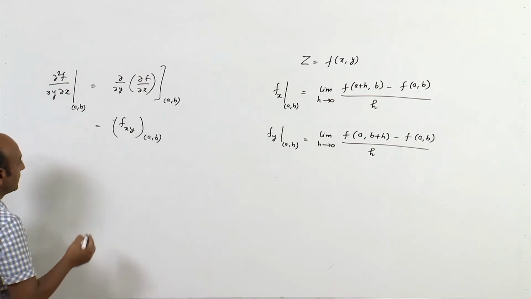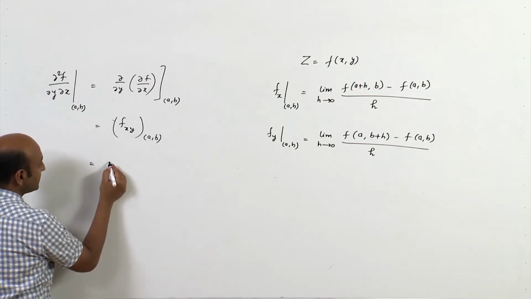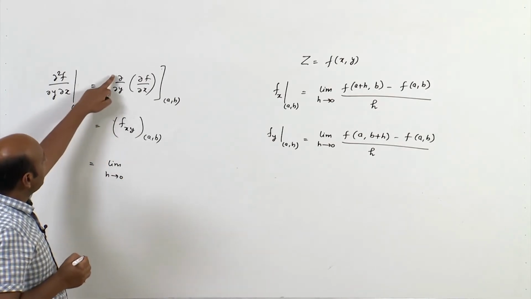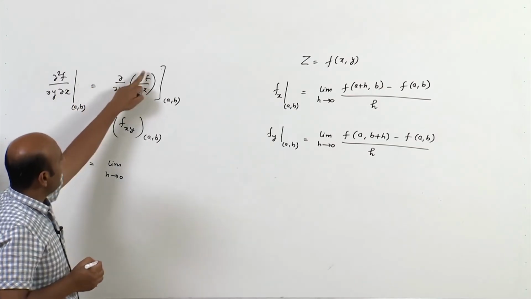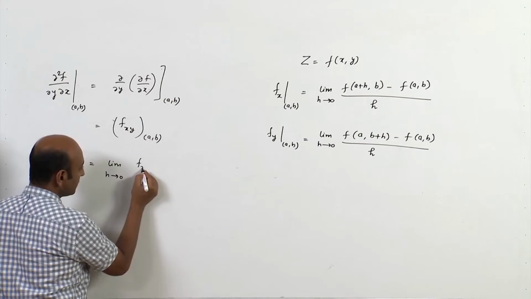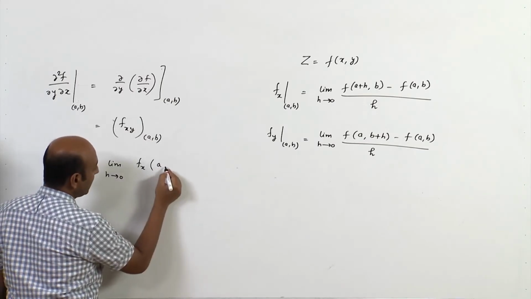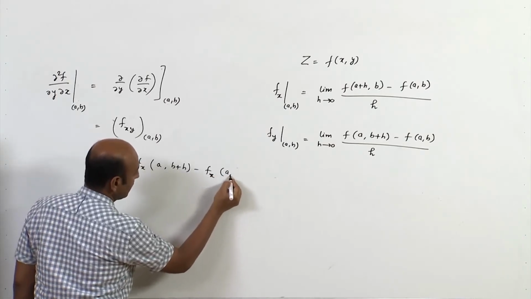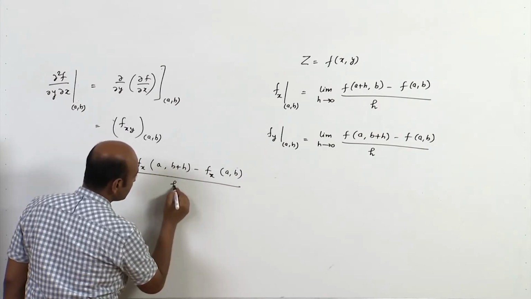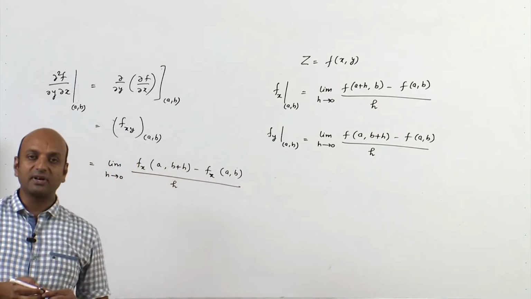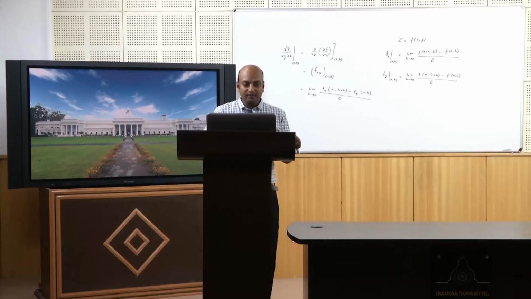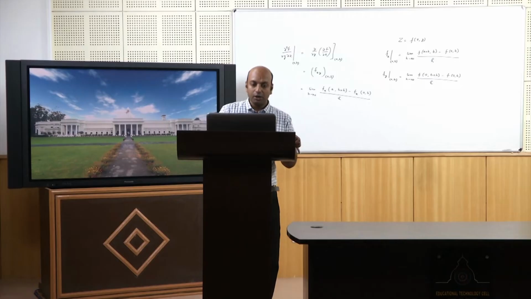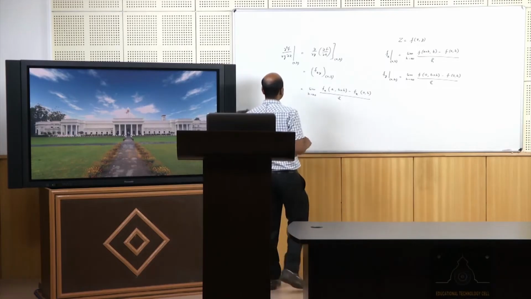Okay. By the definition we can write it like this: limit h tending to 0. Now, you have to apply the definition of del upon del y on f x. So, it is f x at (a, b plus h) minus f x at (a, b), upon h. So, this is how we can define f x y or f y x. So, f x y or f y x are also called mixed second order partial derivatives. Now, let us try some problems based on this.